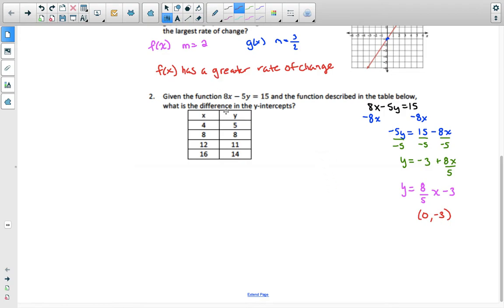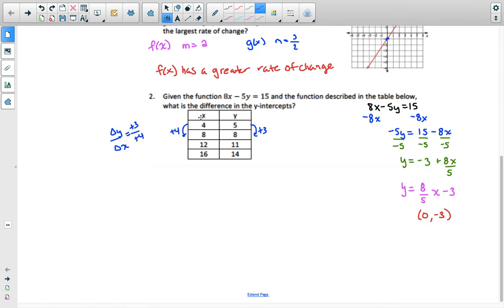The y-intercept for this table we have to determine. So we need to find our slope, and then we use our rate of change to help us get our slope. So what we want to do is find our slope. So if I go from change in y over change in x, so from 5 to 8 and 4 to 8, this is what I'm going to use. I'm going to use these first two coordinates. The change in y is going to add 3, and the change in x is going to add 4. So the change in y over the change in x is a positive 3 over a positive 4.